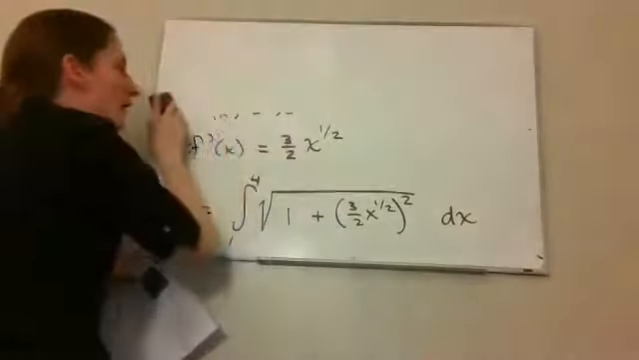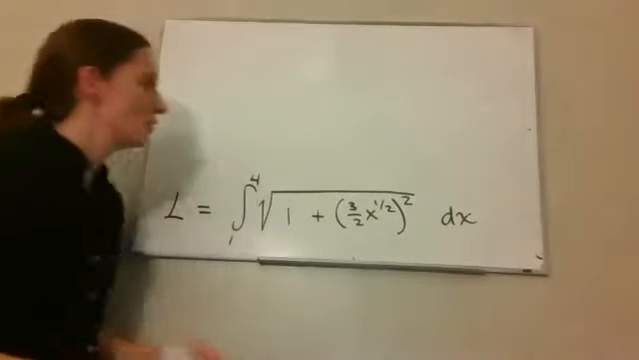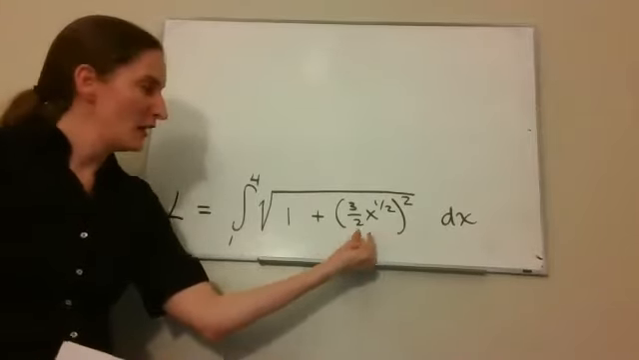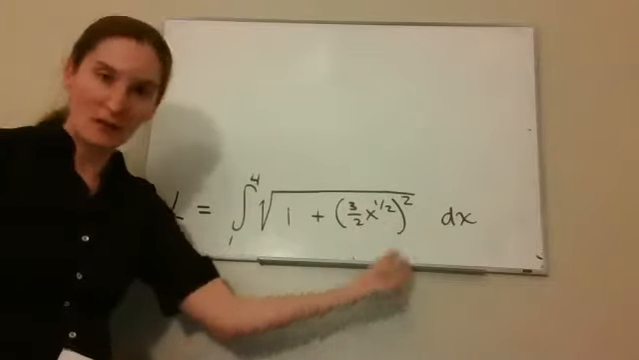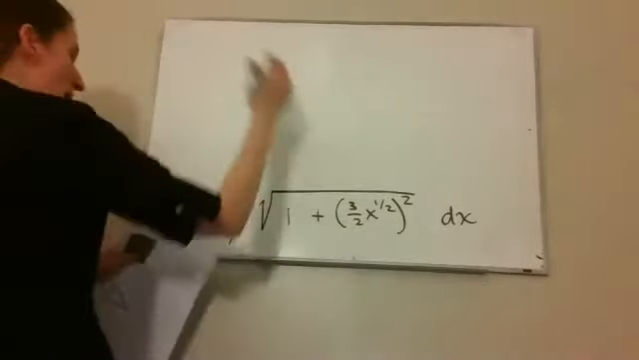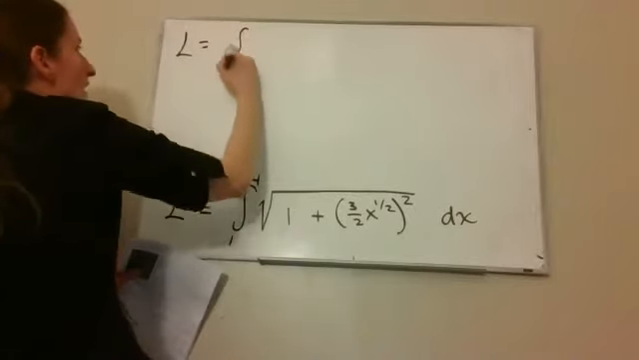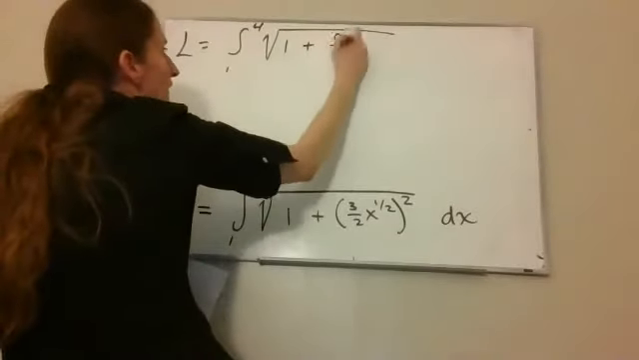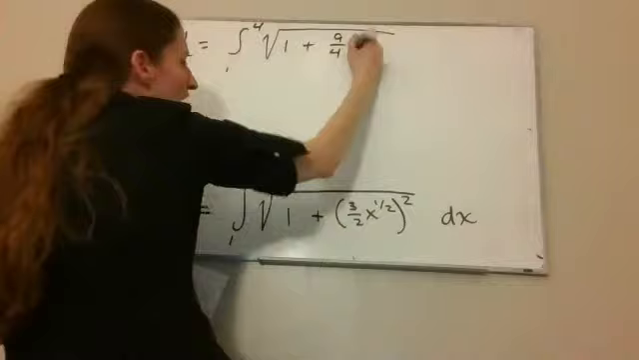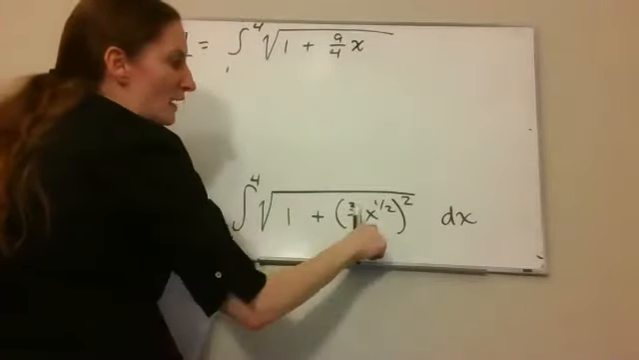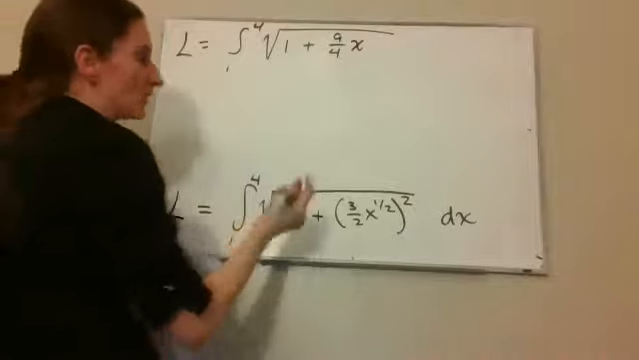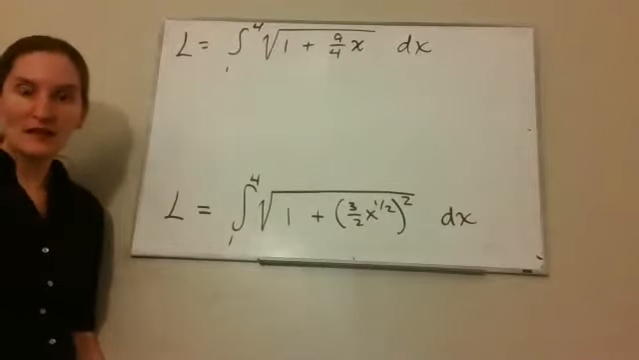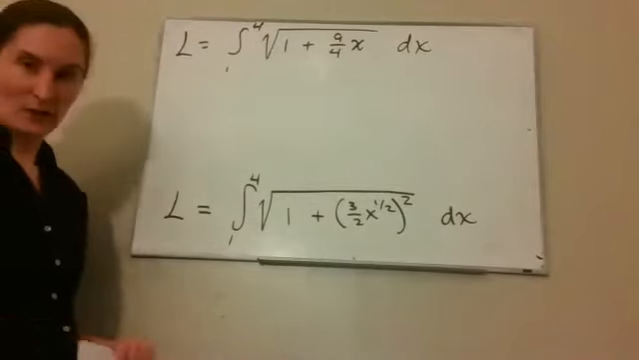Now, how do we integrate this? Well, the very first thing I would do is simplify this squared term. 3/2 x to the 1/2 squared is 3/2 squared times x to the 1/2 squared. So go ahead and square that piece to see what we get. We get an integral from 1 to 4 of the square root of 1 plus 9 over 4, and then x to the 1/2 squared is x to the 1/2 times 2, which is just x. So I get the square root of 1 plus 9/4 x with respect to x. That is what I need to solve.